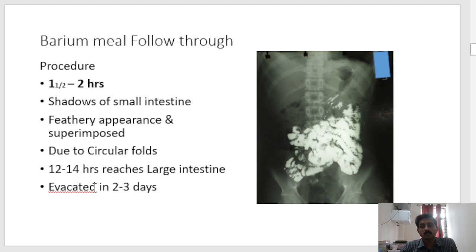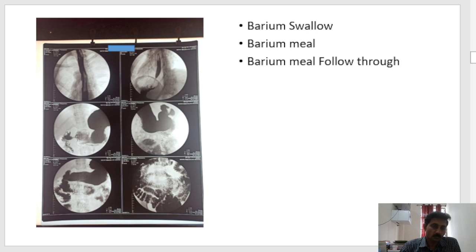So what are the three terms we have seen till now? Barium swallow, barium meal, and barium meal follow through. Barium meal follow through is to evaluate the small intestine. Barium meal is to evaluate the stomach. Barium swallow is to evaluate the esophagus. So these are the three terms: swallow, meal, and follow through.